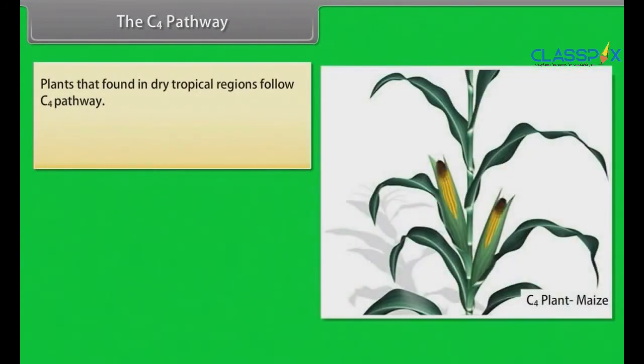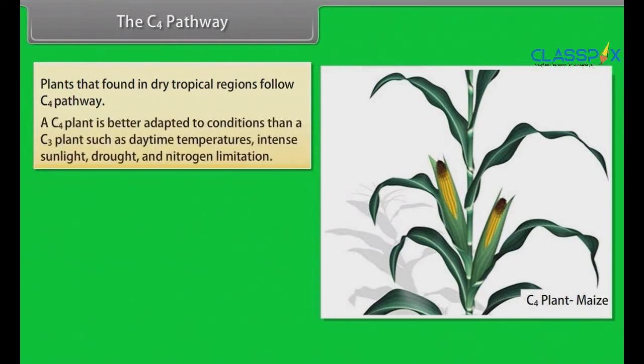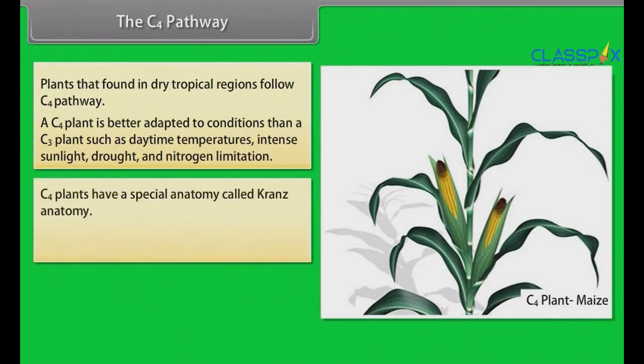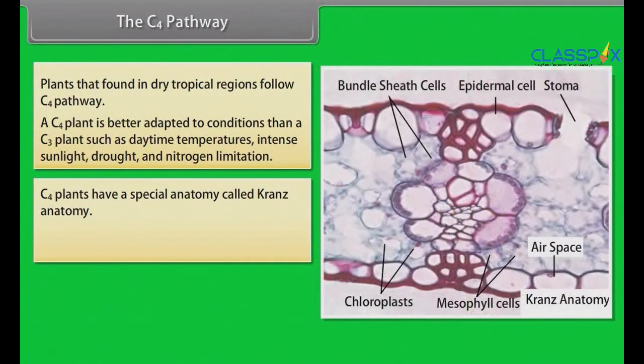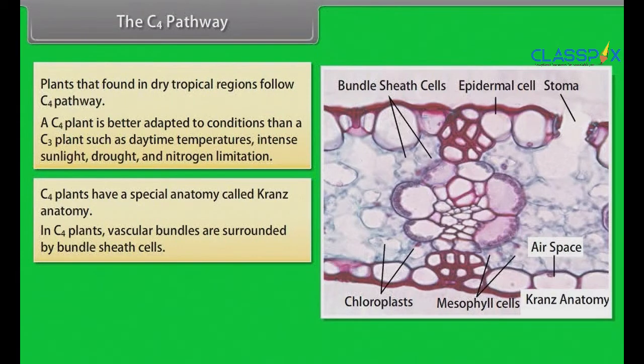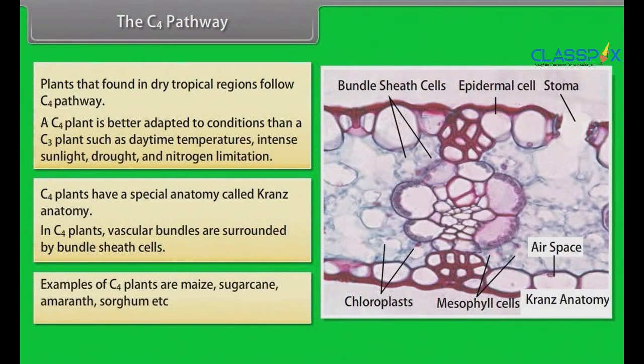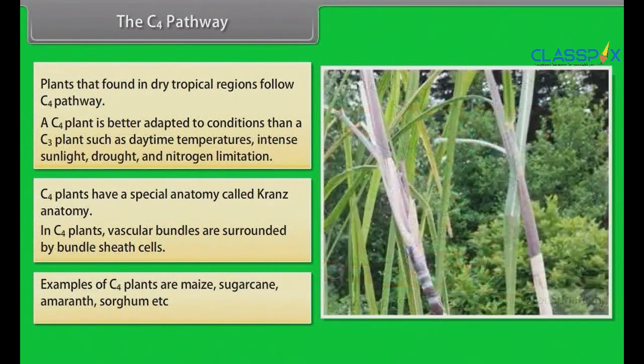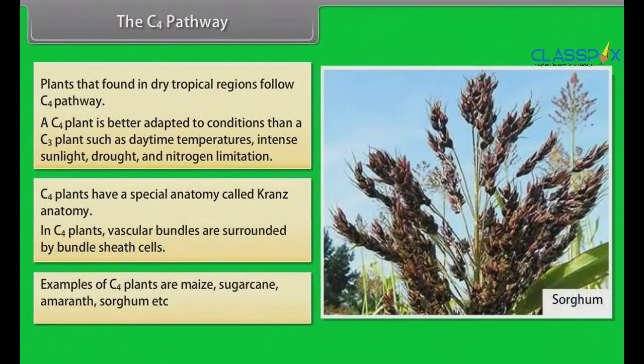The C4 pathway. Plants that are found in dry tropical regions follow the C4 pathway. A C4 plant is better adapted to conditions than a C3 plant, such as high daytime temperatures, intense sunlight, drought, and nitrogen limitation. C4 plants have a special anatomy called Kranz anatomy. In C4 plants, vascular bundles are surrounded by bundle-sheath cells. Examples of C4 plants are maize, sugarcane, amaranth, sorghum, etc.